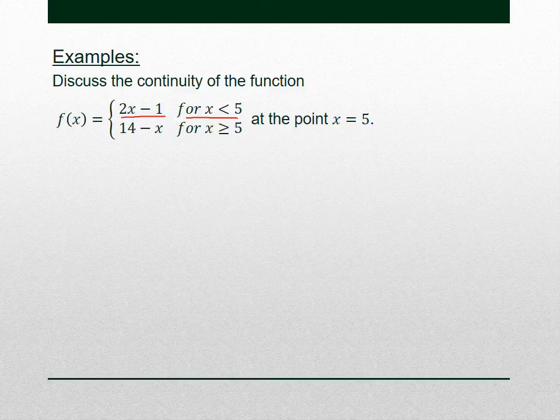It says for all x values greater than or equal to 5, it's going to spit out 14 minus x. So if you plug in 10, it's going to spit out 14 minus 10, which is 4. If you plug in 5, it's going to spit out 14 minus 5, which is 9. So that's how this piecewise defined function works.